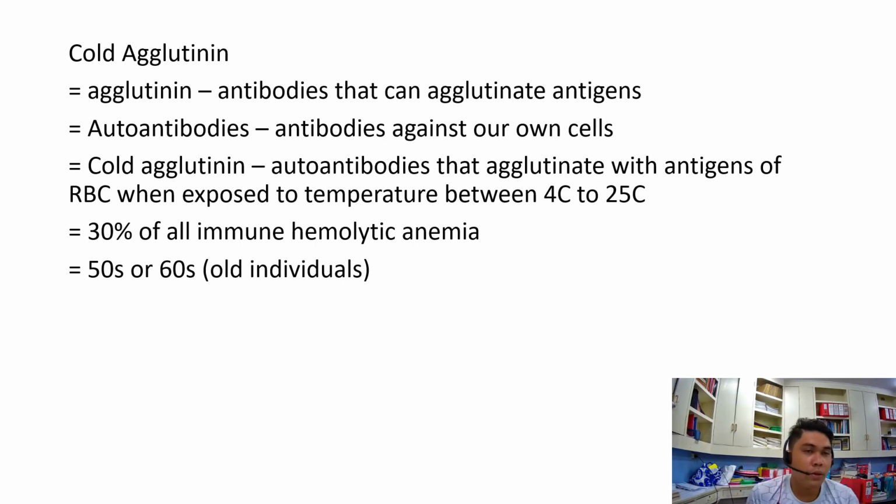Cold agglutinin is an autoantibody that agglutinates with antigens of RBC when exposed to temperatures between 4 to 25 degrees Celsius. Meaning, it is an autoantibody that is capable of reacting with the antigen present on the RBC once exposed to cold temperature, from 4 degrees Celsius to 25. So that's the characteristic of cold agglutinin.